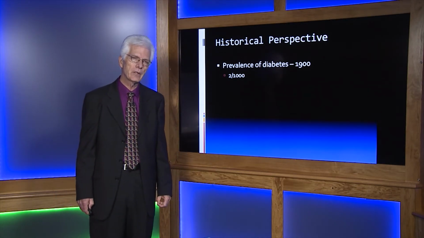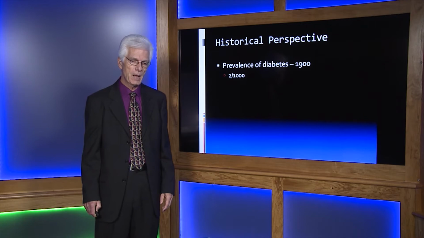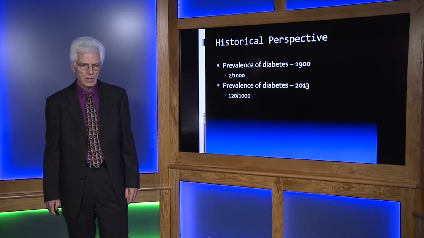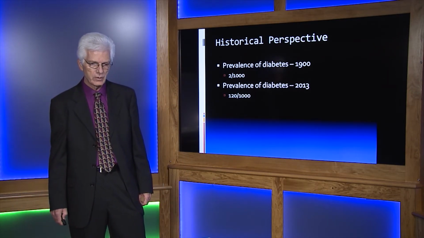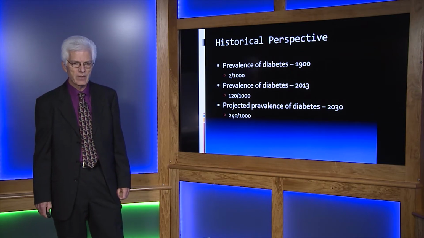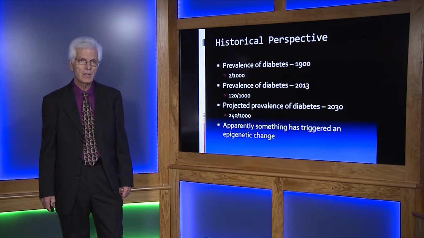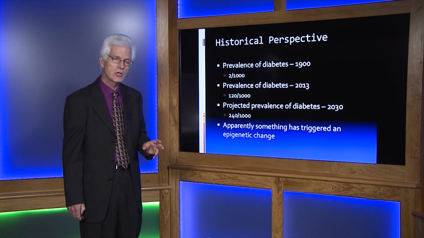In the year 1900 in our country, there were 2 diabetics for every 1,000 in the population. The prevalence of diabetes in 2013 had risen to 120 diabetics for every 1,000 in the population, 60 times what it previously was. And it's projected that by 2030, it's going to be 240 for every 1,000 in the population. Very seriously, we need to make some big changes in our lifestyle if we are going to survive the next 15, 20 years.